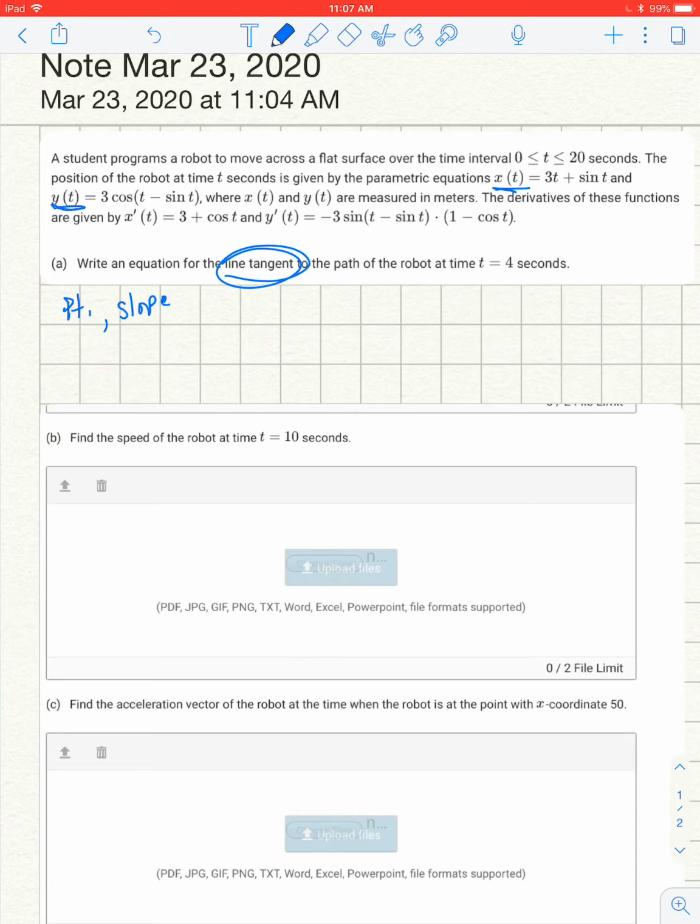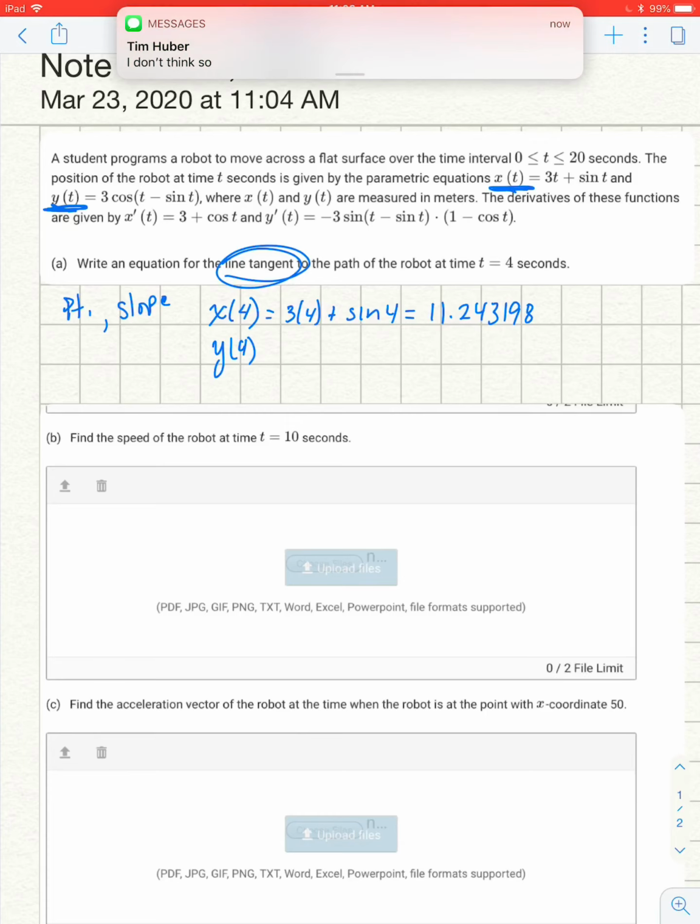So in this situation, at time equals 4 seconds. So remember, t, when you're plugging it into both the X and Y, it's giving you your coordinate. So here, X of 4, I'm going to just plug it in here, 3 times 4 plus sine 4. All right, and it's giving me a decimal of 11.243198. So that is your X coordinate.